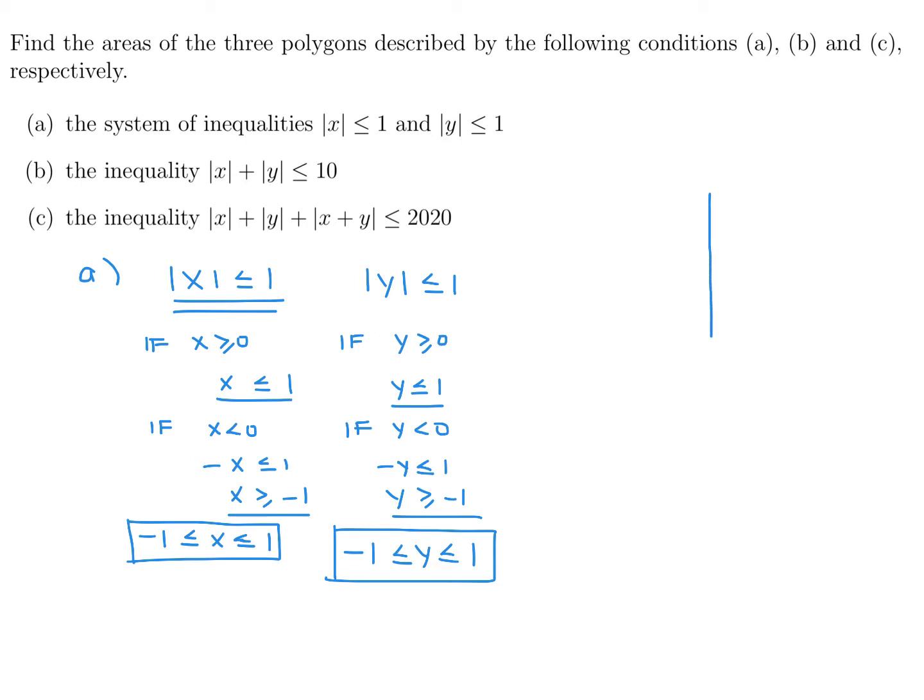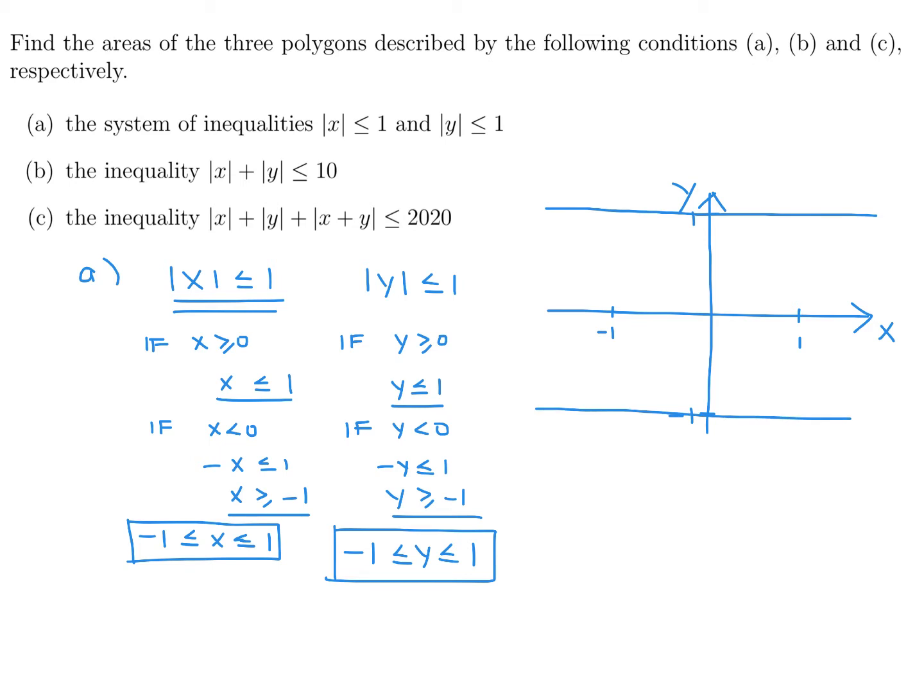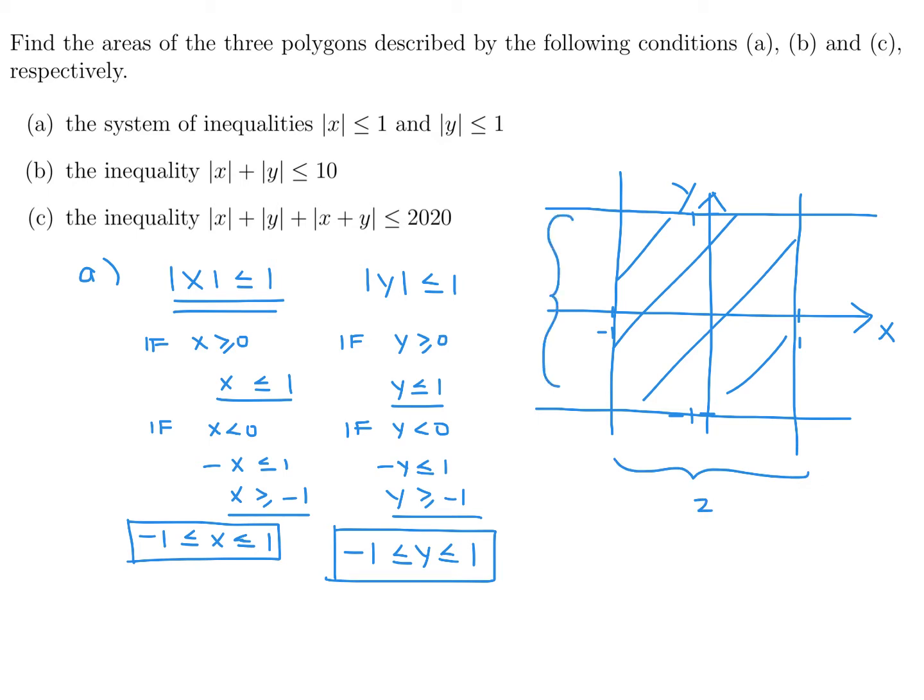So now let's plot this. If we plot this on the xy axes, x is between 1 and negative 1, and y is between 1 and negative 1. So that means that essentially we have this area right here, and the area should be very easy to figure out. The distance from there to there is 2. The distance from there to there is 2. So it's essentially a 2 by 2 square, and the area is 4.